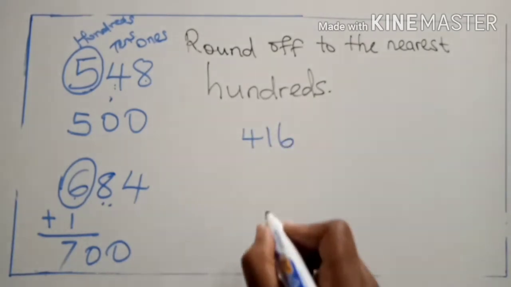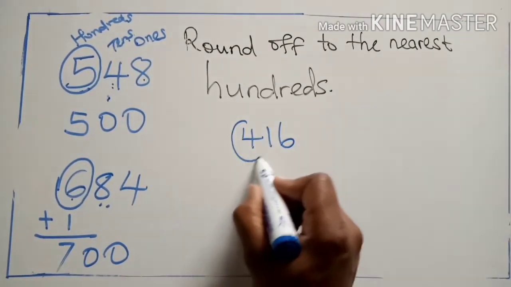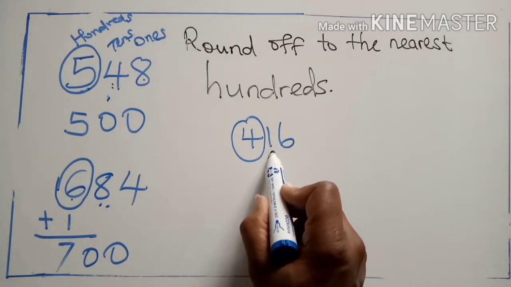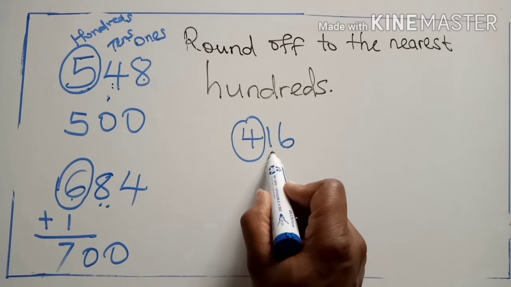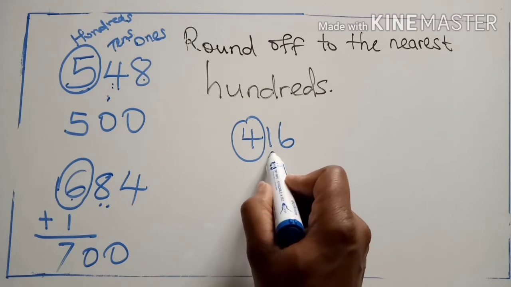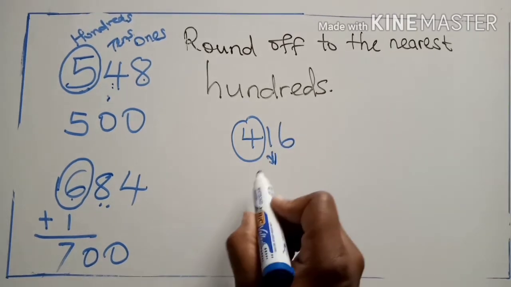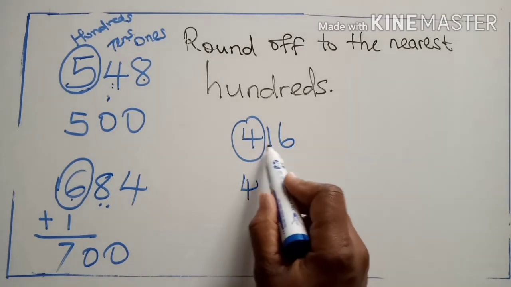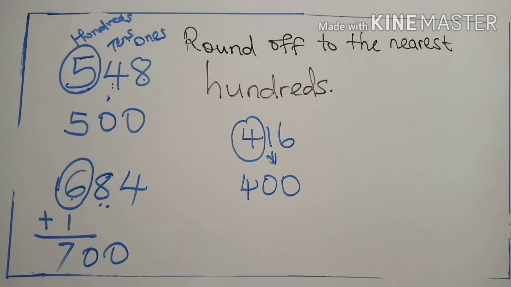Let's look at 406. 4 is our hundreds. The number that is to the right of the hundreds is less than 5. So we will round downwards. So that means we are going to say this is 4. And then every number after this 4 is converted to 0. So that our answer is 400.